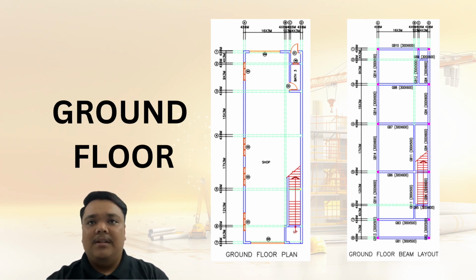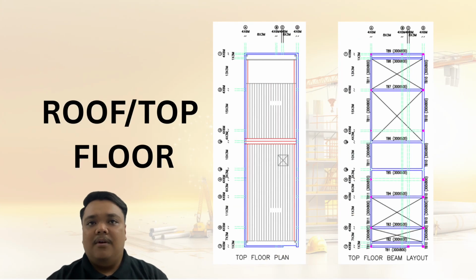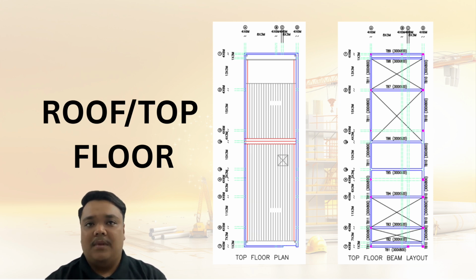The ground floor plan consists of a shop area, bathroom, staircase and service space. The first floor is a residential layout that consists of a living area, bedroom, kitchen and bathroom. The beam size for the first floor is standardized for repetition, like the ground floor. For the top floor, the beam size is mainly 300 by 500 mm and 300 by 800 mm. The top floor is arranged using the same modular grid to ensure structural consistency from the lower floors.